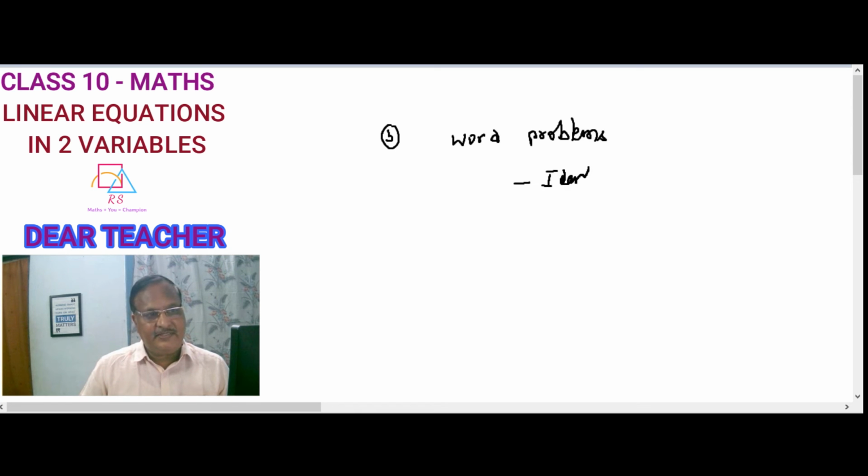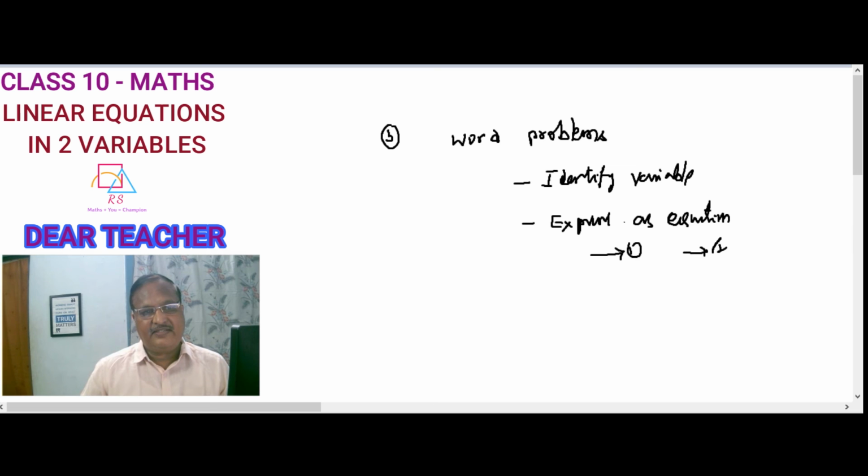Identify variables. This is the first step. That means let so and so is x, so and so is y. This is how you identify variables. Okay, and express them as equations. There will definitely be 2 conditions. So you will be getting 2 equations. Name them first equation and second equation, and then solve.